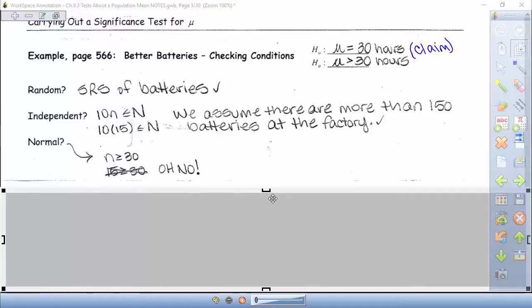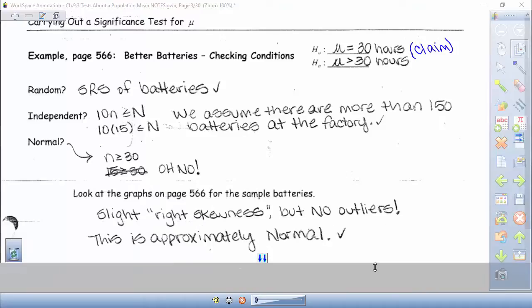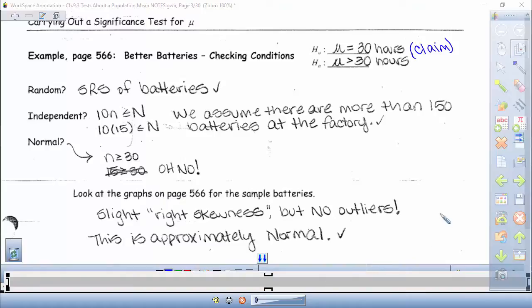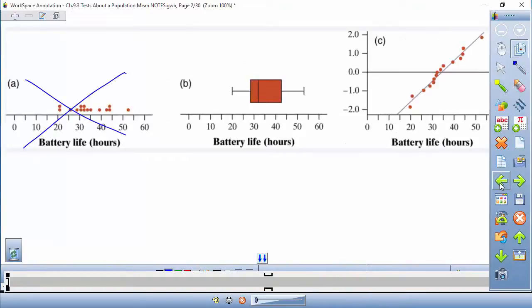But you notice they already gave us some box plots and stuff? All right, look at the graphs on page 566, which were these. These are the graphs. Now, if they don't give them to you, you actually have to input it into your calculator and find them, which we will do. But for right now, let's just be happy about the fact that they did them for us, right?